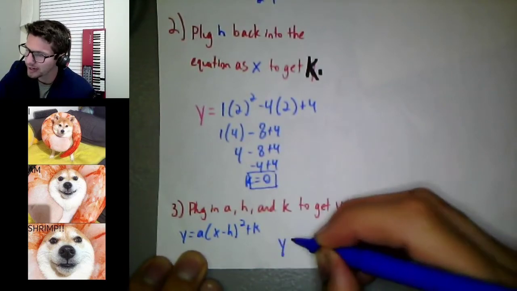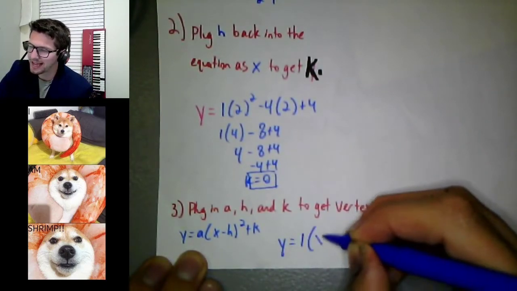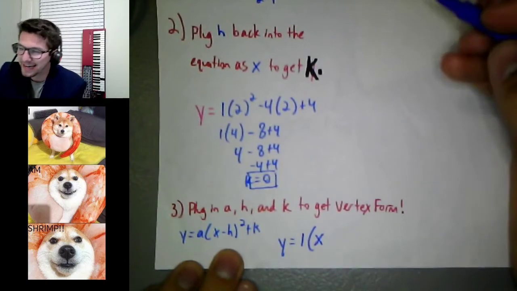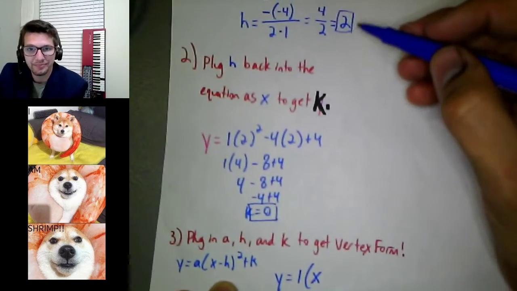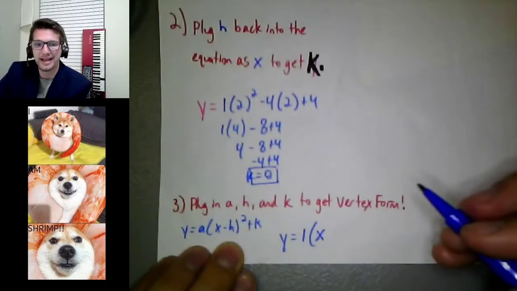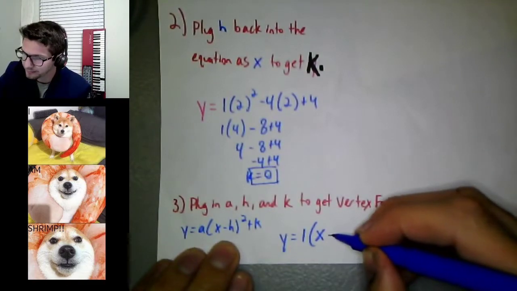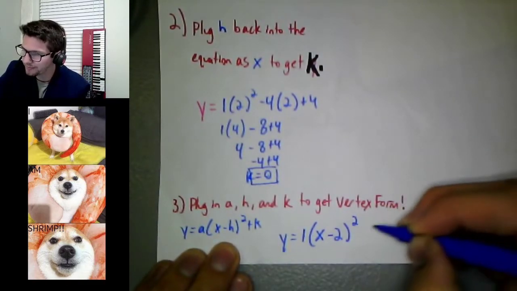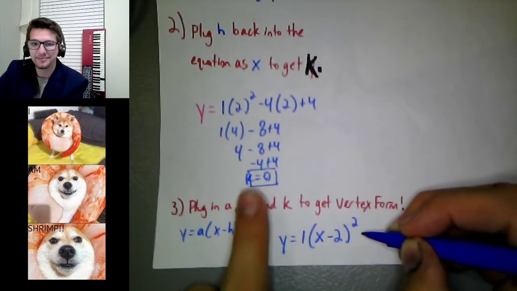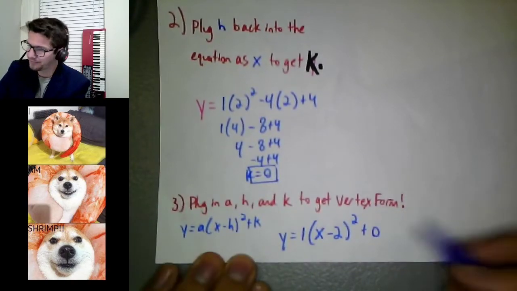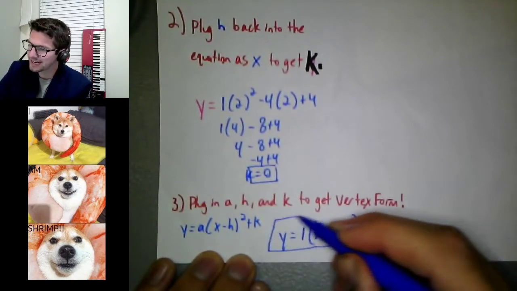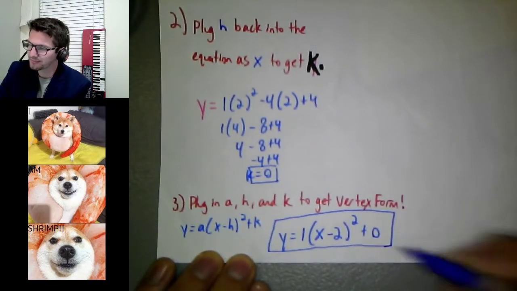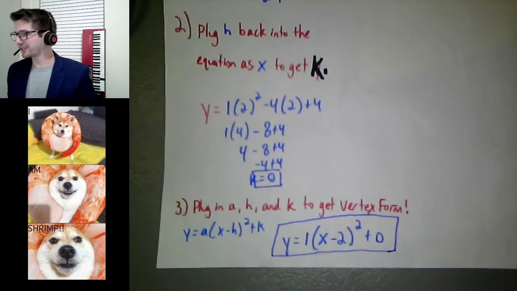So y equals 1 times x minus h. What's my h value? 2. So x minus 2 squared plus k. What's k? 0 plus 0. And I have turned my standard form equation into a vertex form equation.